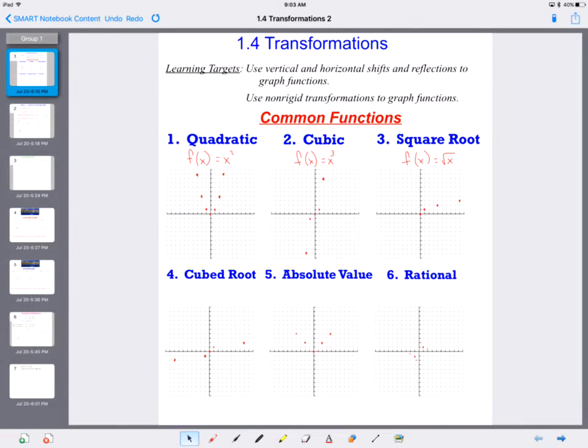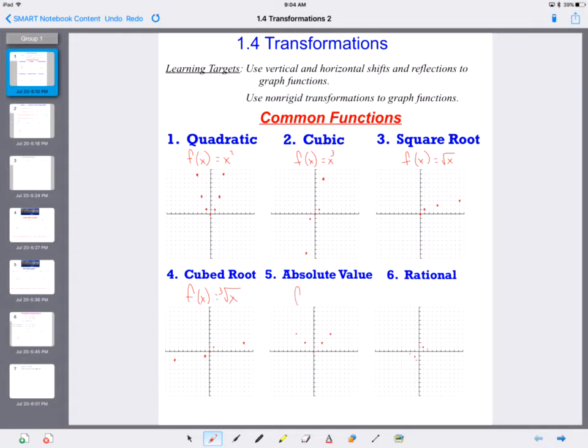On the cubed root, this is the inverse of cubic. So you can actually see the graph just reflecting across the line y equals x. And so now I plug in 0, 1, but now I want to plug in 8 because the cube root of 8 is 2 and the cube root of negative 8 is negative 2. So you can kind of see that rotation there.